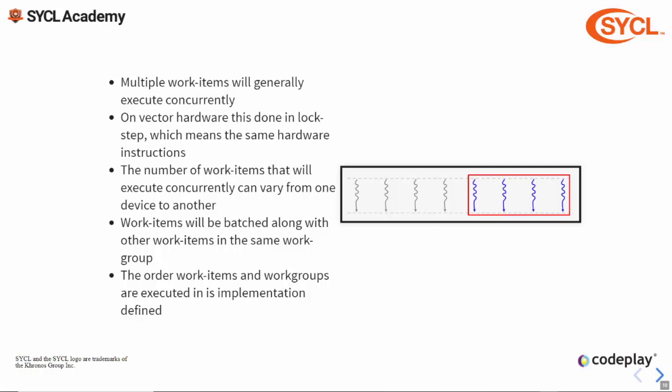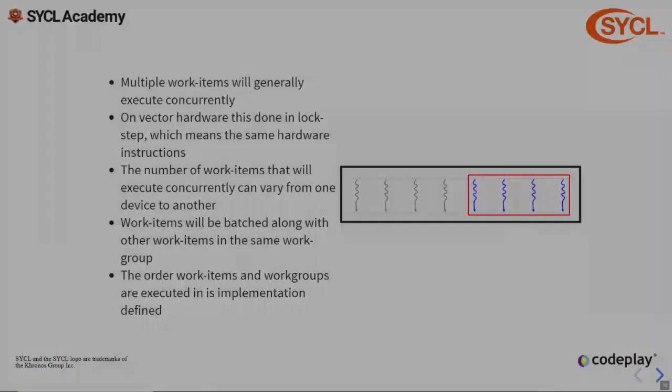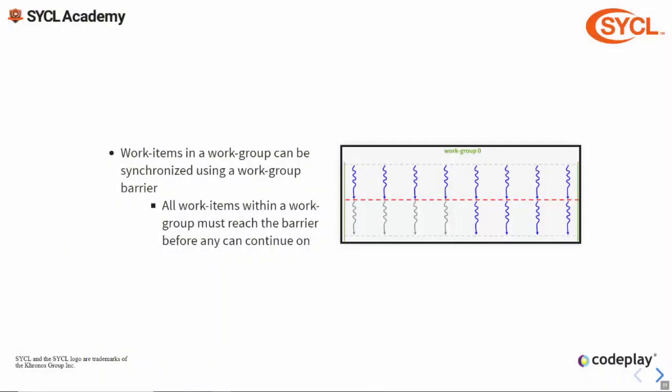However, work items will be batched with other work items in the same workgroup, allowing for synchronization within a workgroup. But the order in which work items and workgroups are executed is implementation defined. The work items of a workgroup can be synchronized using a workgroup barrier. When triggered, a workgroup barrier will wait for all other work items in the same workgroup to reach that point before any of those work items are allowed to continue on.